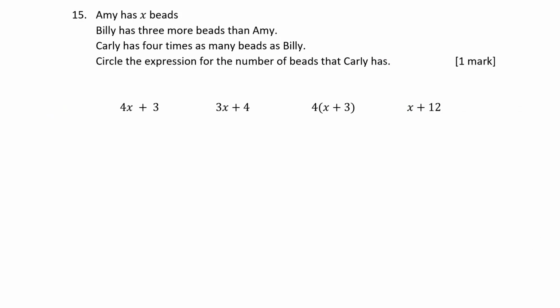Question 15. Amy has x beads. Billy has 3 more beads than Amy. Carly has 4 times as many beads as Billy. Circle the expression for the number of beads that Carly has. So Amy's got x beads. Billy has 3 more beads than Amy, so he's got x plus 3 beads, isn't he? And Carly has 4 times as many beads as Billy, so she's going to have 4 lots of x plus 3. So it's that one there, isn't it?